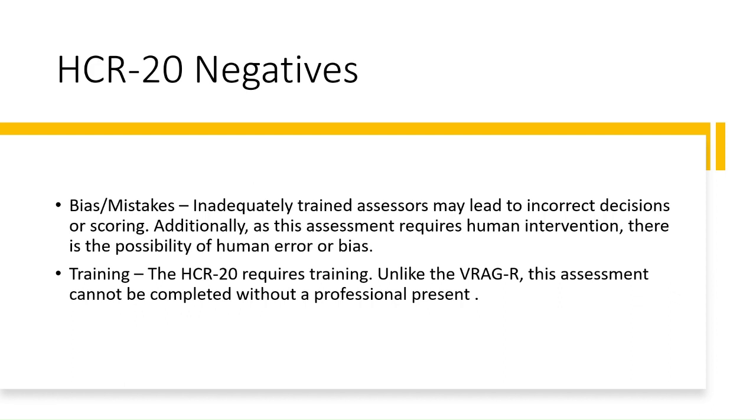The HCR-20 also has negatives such as bias and mistakes. Because we are using trained assessors, it is possible that they could be inadequately trained. It may lead to incorrect decisions or scoring, and overall, because we are using human intervention, there is the possibility of human error or bias. Now, because training is required, unlike the VRAG-R, this assessment cannot be completed without a professional present.